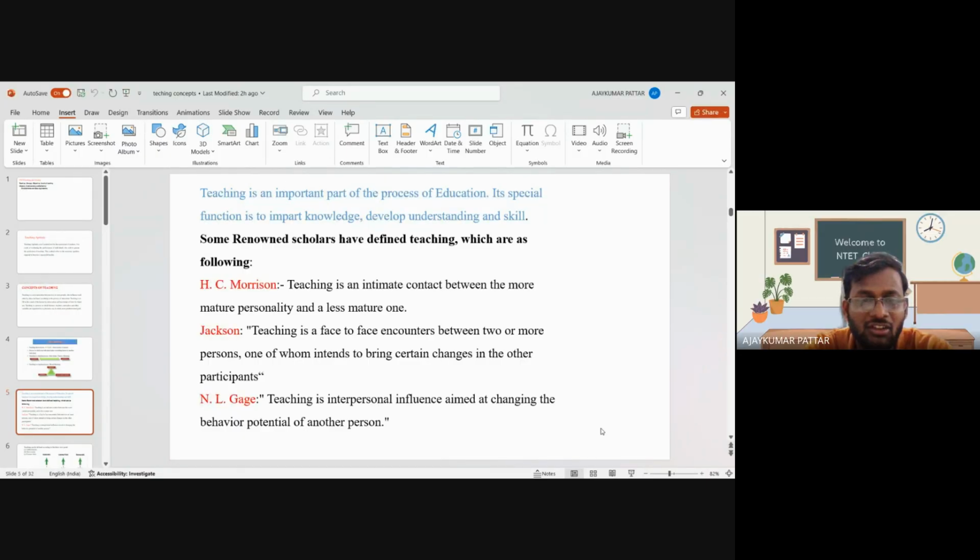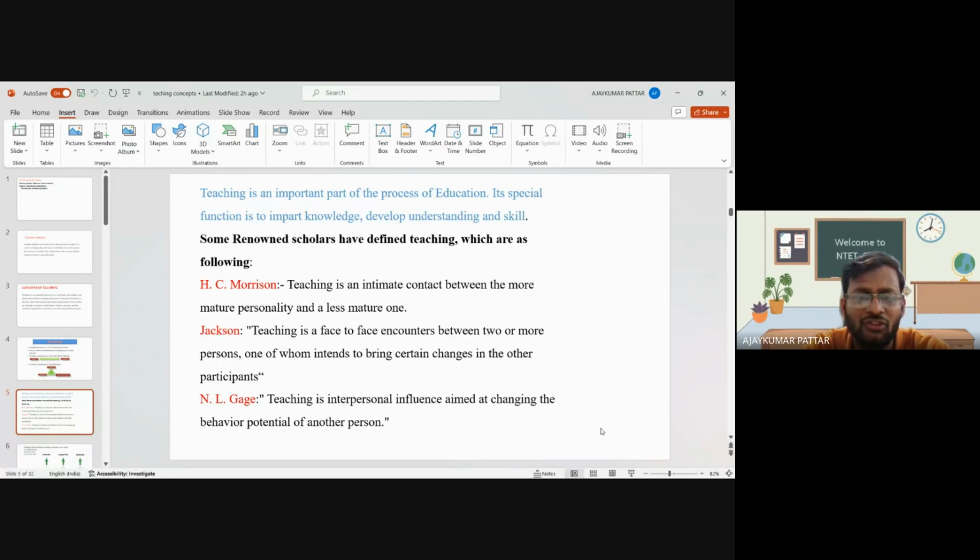According to Jackson, teaching is a face-to-face encounter between two or more persons, one of whom intends to bring certain changes in the other participants. This is in general, the face-to-face encounter, where one person brings changes in another participant, because this is the definition of Jackson.